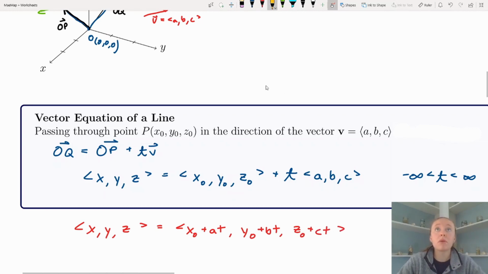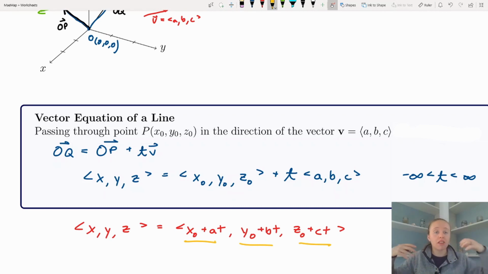Look at these individual components, x, y, and z. Those are my individual parametric equations for the line. This is x equals x naught plus at, y equals y naught plus bt, and z equals z naught plus ct. And that's for t going from negative infinity to positive infinity. So you can see that vector equation and that parametric equation are fairly similar. The vector equation just has the parametric equations as those individual components. So writing or shifting between each of those two equations or each of those two forms should be fairly intuitive.